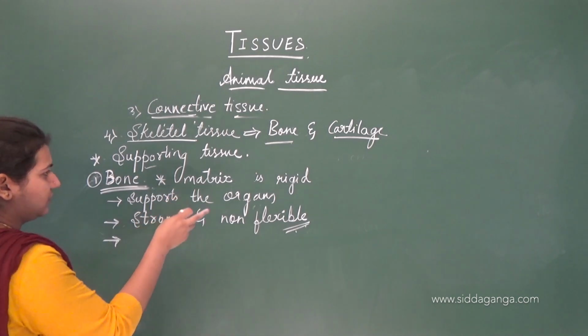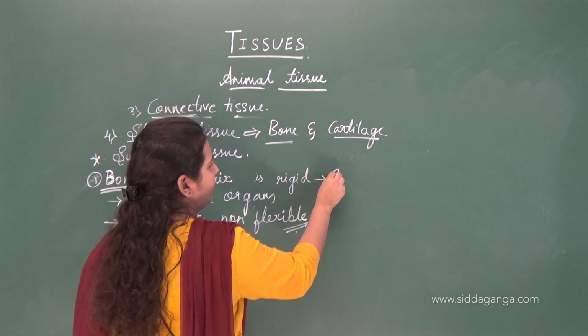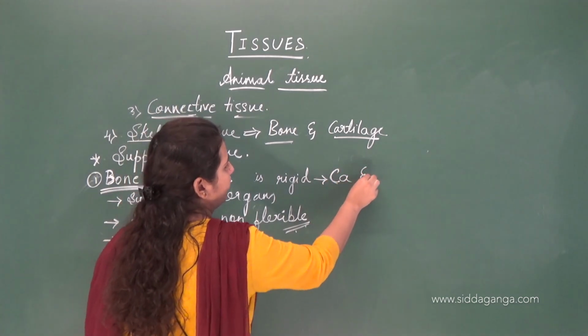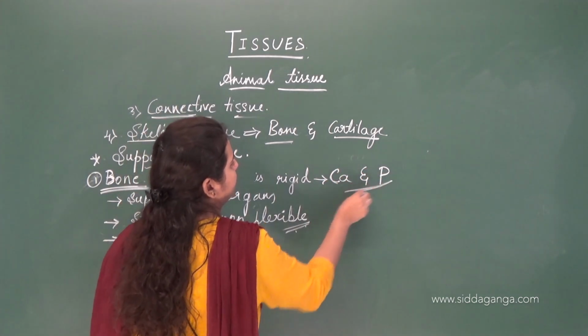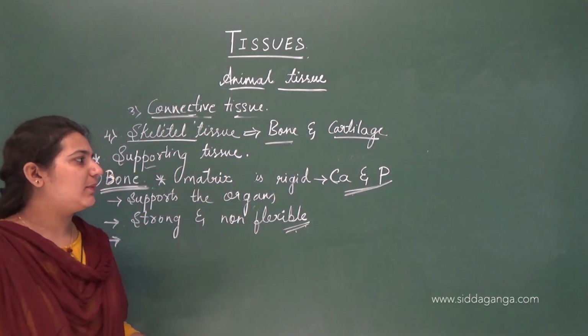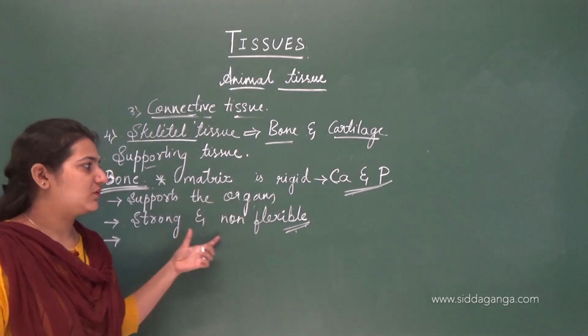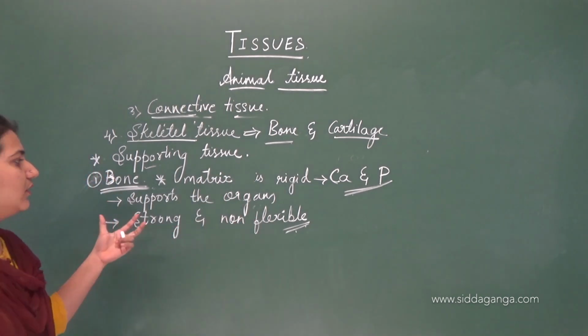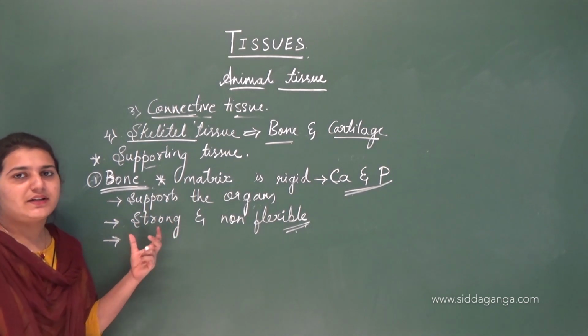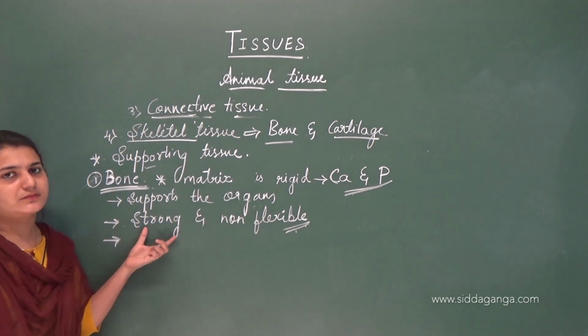And the matrix of this consists of, what are bones made up of? Calcium and phosphorus compounds, isn't it? Our bones contain calcium and phosphorus. That is, the matrix present in this bone contains calcium and phosphorus compounds. So bone supports these organs. It is very strong and not at all flexible. So this is about bone.